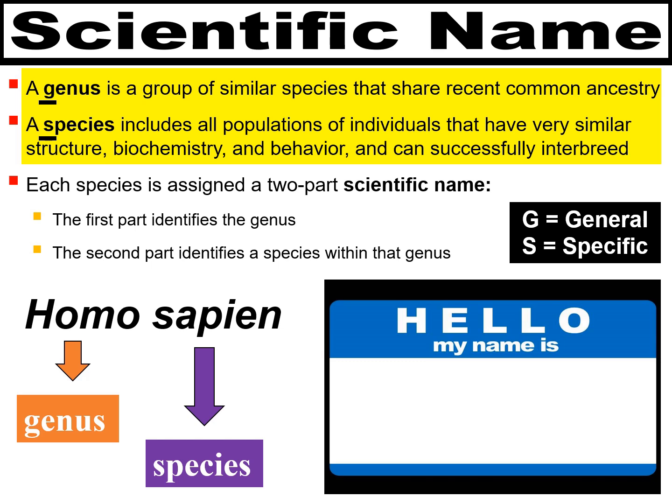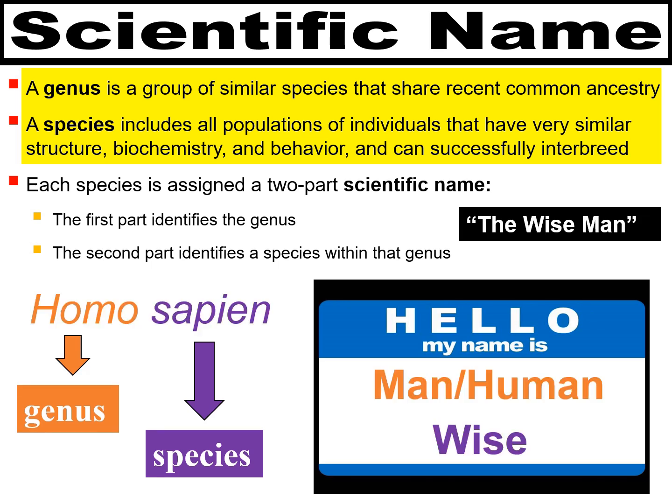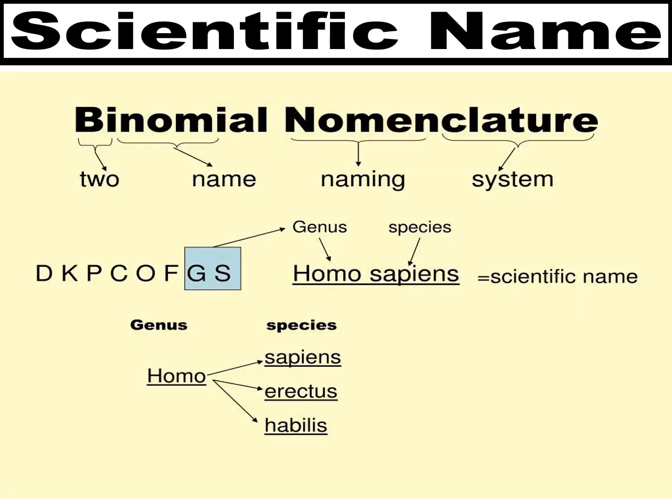The G in the term genus can stand for general and the S in species can stand for specific. The genus is a general way of describing life that encompasses a group of similar organisms, while the species describes a specific organism. The scientific name for humans is Homo sapien, where the genus name is Homo, and the species name is sapien. The word Homo means wise man, or human-like qualities, and the term sapien means wise, knowing, or sentient. This slide breaks down the binomial nomenclature system.